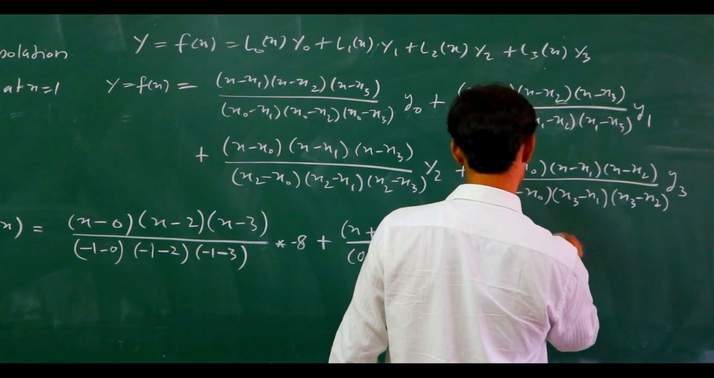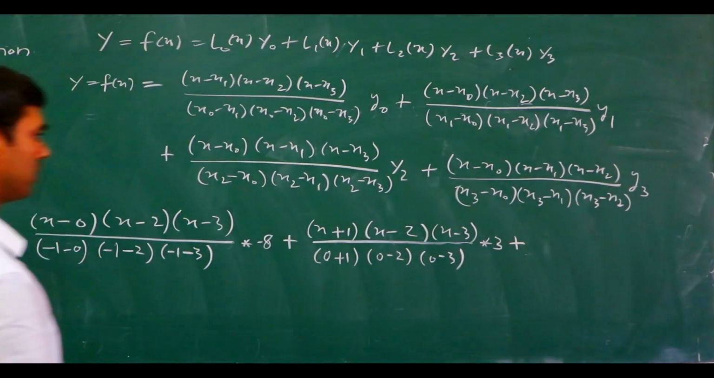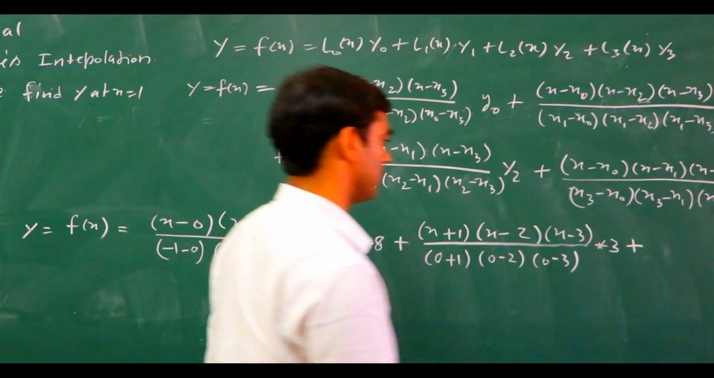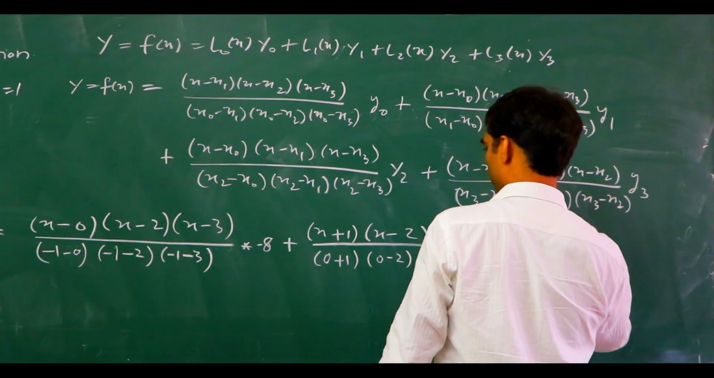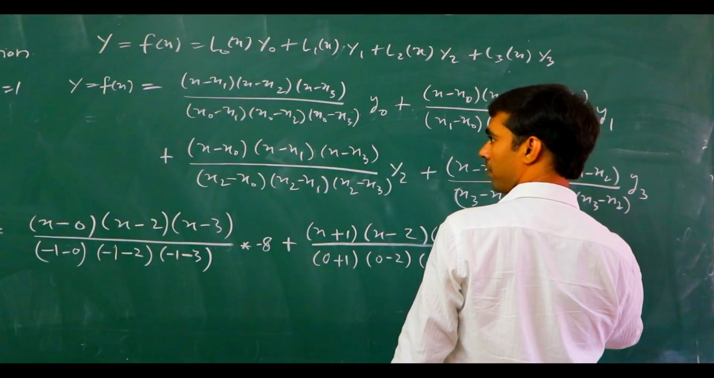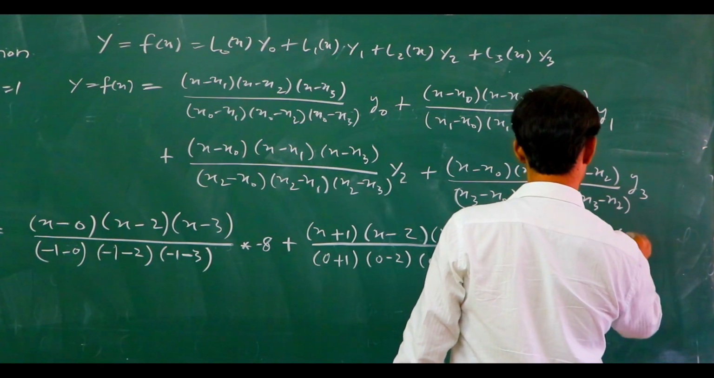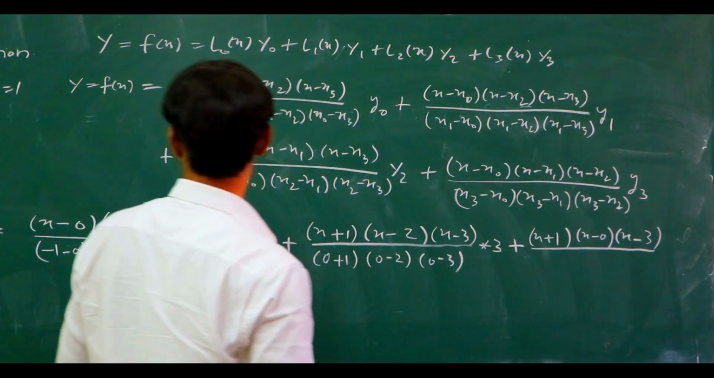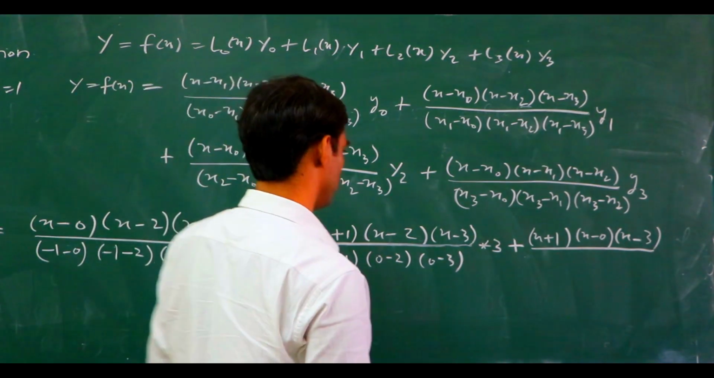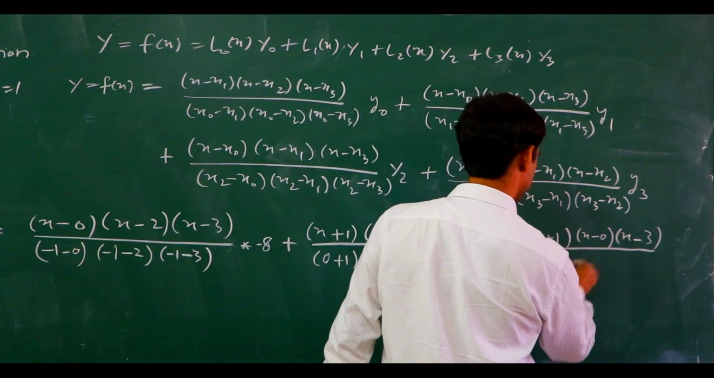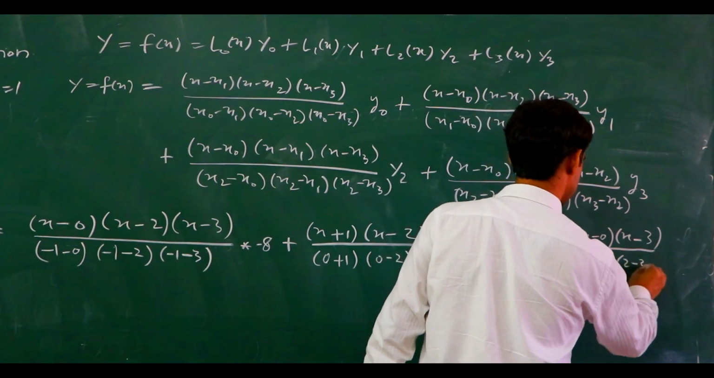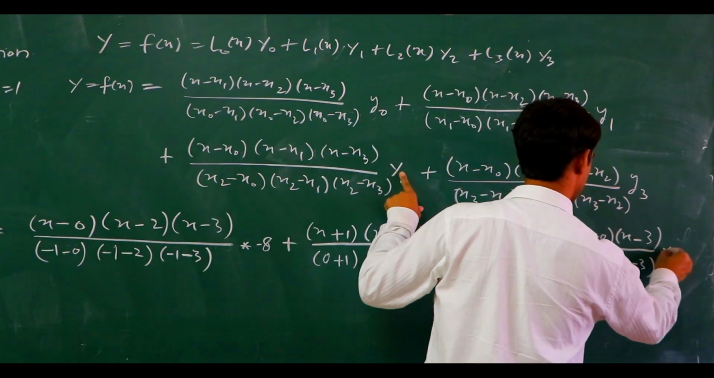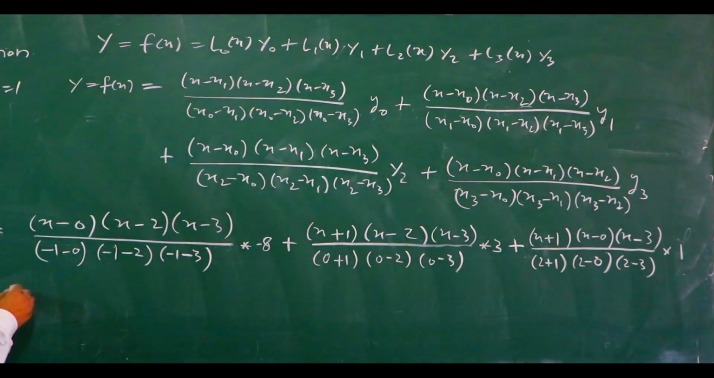And what is the third term? The third term is (x minus x0), which means x plus 1, and (x minus x1), x minus 0, and (x minus x3), with x3 being 3, divided by x2 minus x0, where x2 is 2: 2 plus 1, 2 minus 0 and 2 minus 3, multiplied by y2. And y2 is 1.